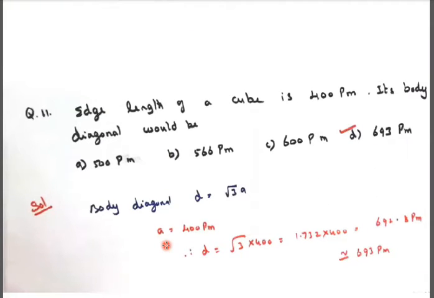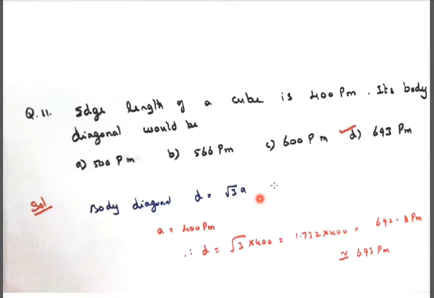Come back to the next session. That is question number series 11. Edge length of the cube is 400 picometer. That is nothing but the A value, 400 picometer. Its body diagonal D is equal to root 3 A.